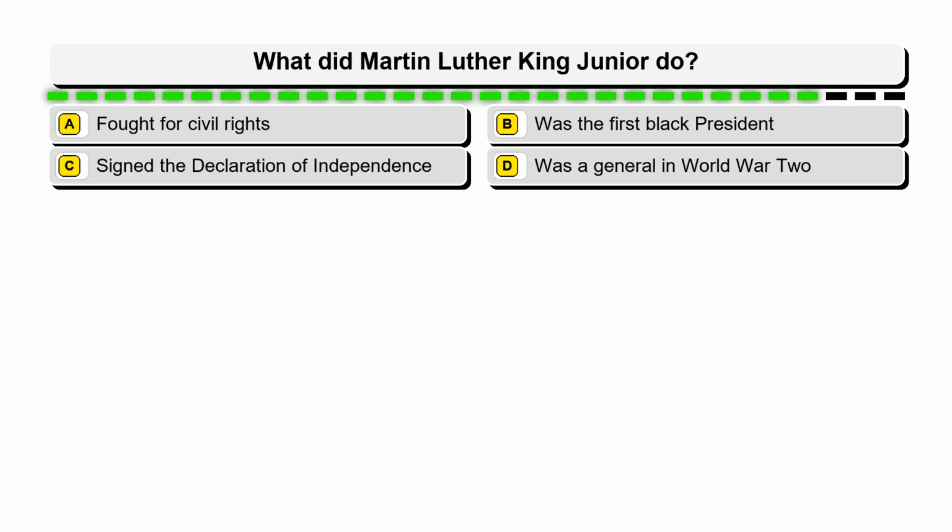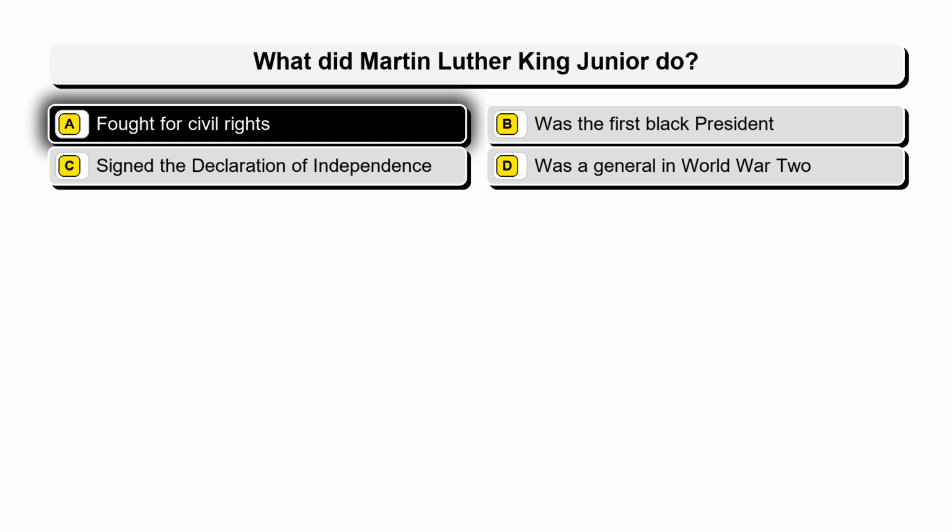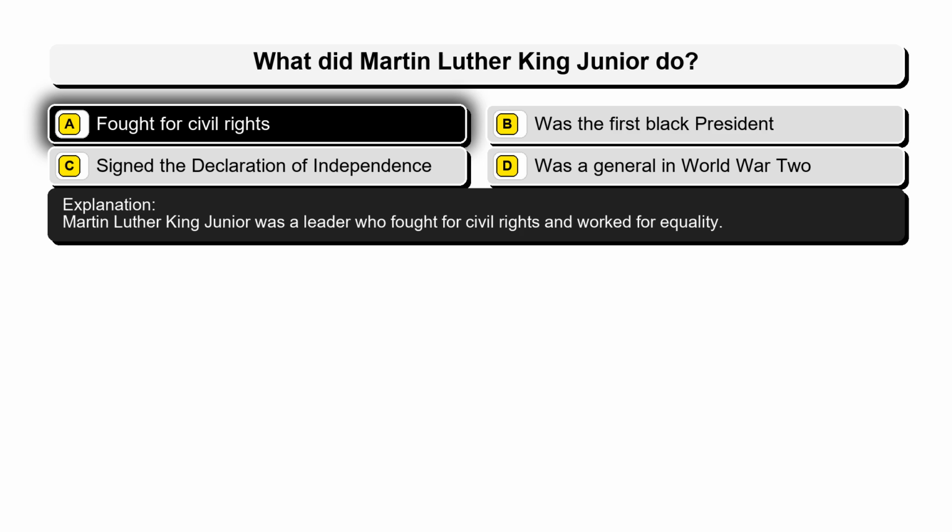Question 94. What did Martin Luther King Jr. do? Option A, fought for civil rights. Option B, was the first black president. Option C, signed the Declaration of Independence. Option D, was a general in World War II. The correct answer is option A, fought for civil rights. Martin Luther King Jr. was a leader who fought for civil rights and worked for equality.